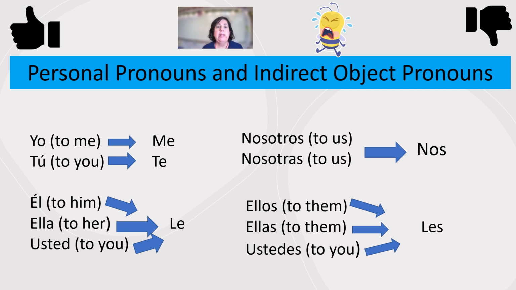indirect object pronouns would be les. So instead of saying to them, you're going to say les. Or instead of saying to you all, it's going to be les. Okay, so let's just say that slowly, one by one. Are you ready? Here we go. Me, te, le, nos, les. So basically, it's only 5 conjugations, so not so bad. Let's continue.